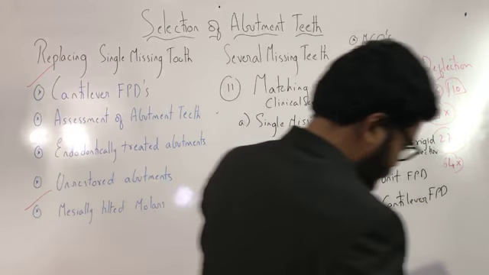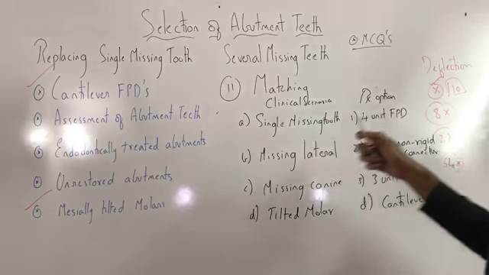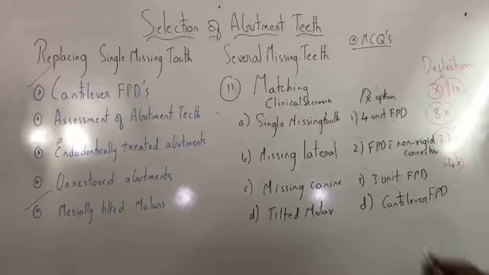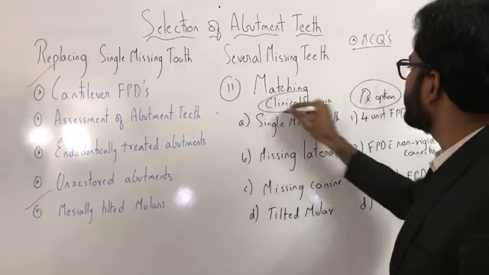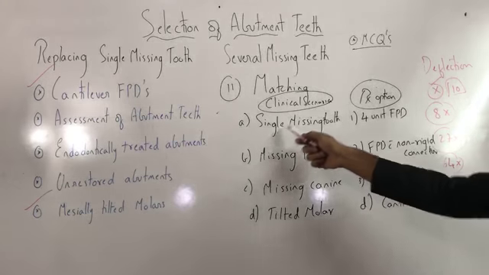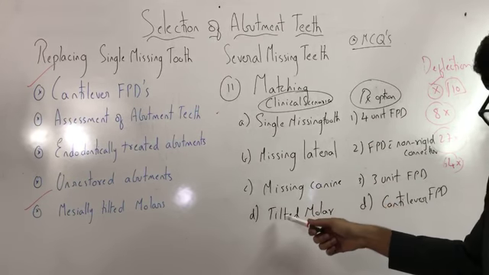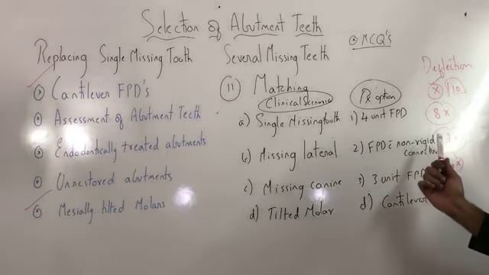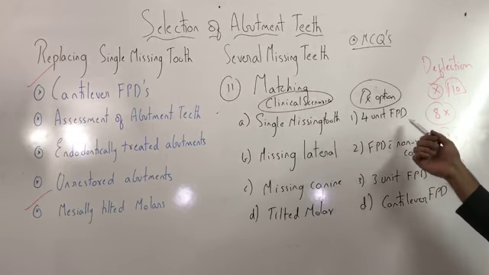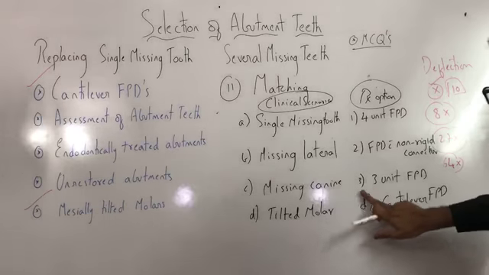So here you go. We have two columns. The left one represents a clinical scenario and the right one represents a treatment option. Match the following. On the left side you can see single missing tooth, missing lateral, missing canine, tilted molar. The right column has 4-unit FPD, FPD with non-rigid connector, 3-unit FPD, cantilever FPD. It's 4, I'm sorry.